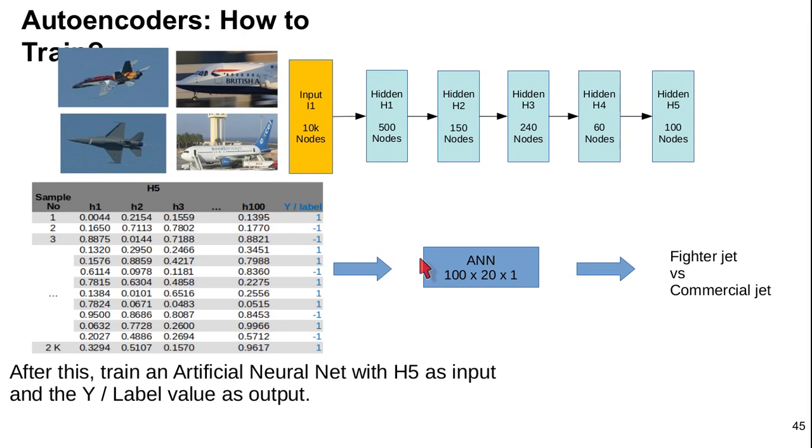If after a few trials we start getting good accuracies from the ANN on this dataset, we can combine these stacks of hidden layers with the ANN to generate a classifier that can differentiate fighter jets and commercial jets.